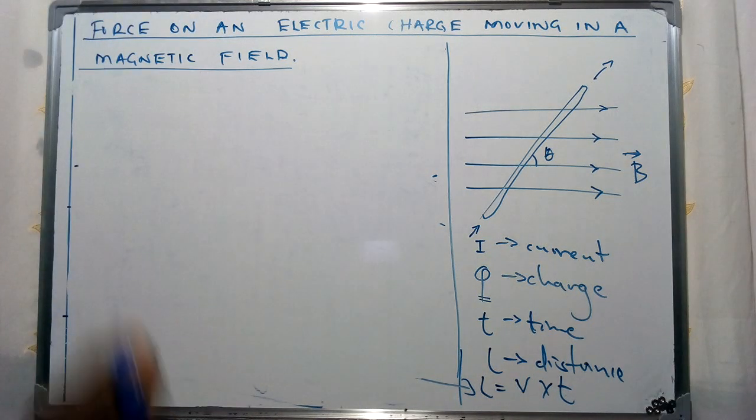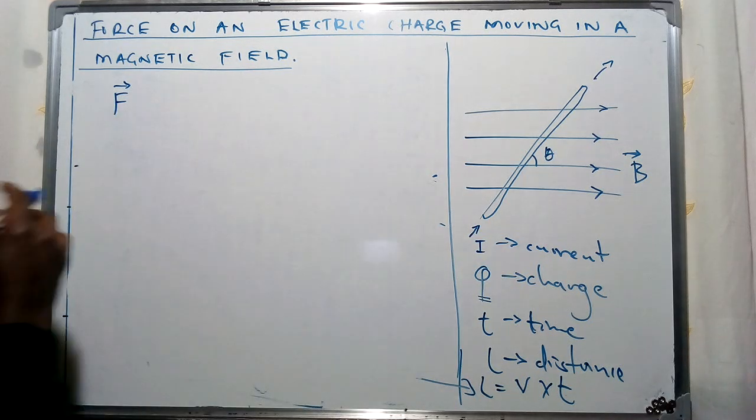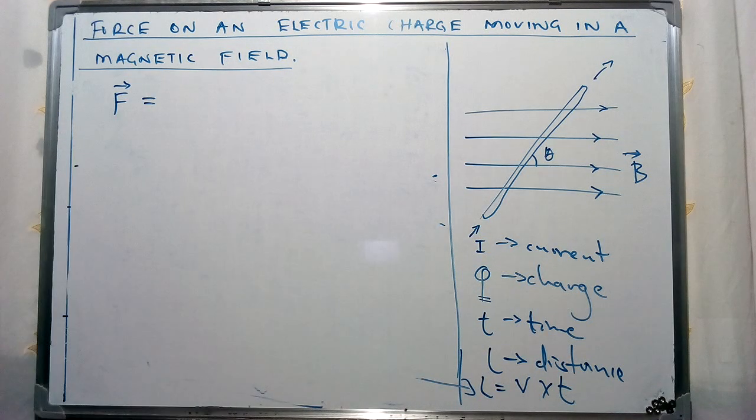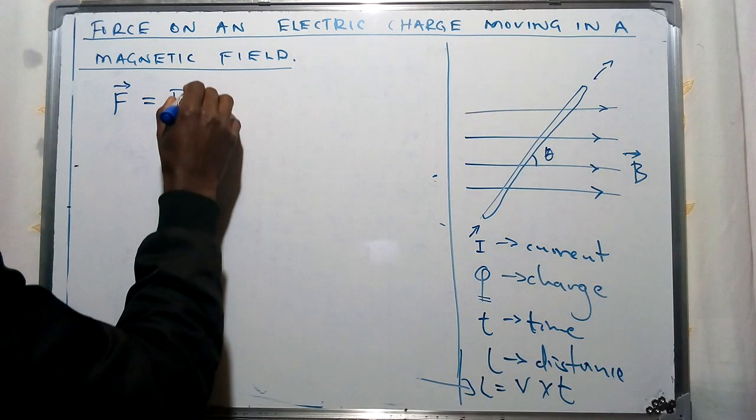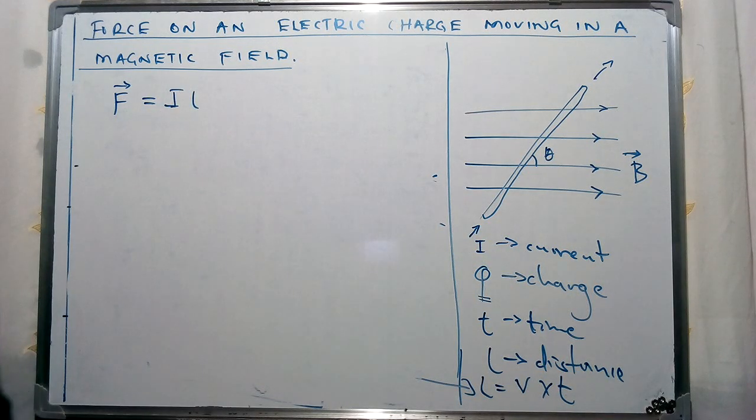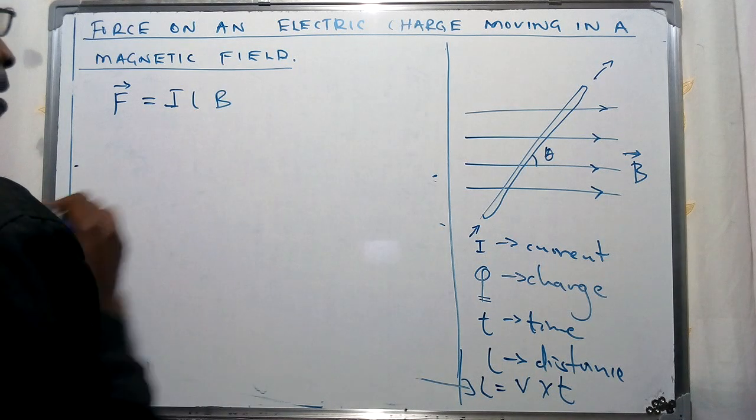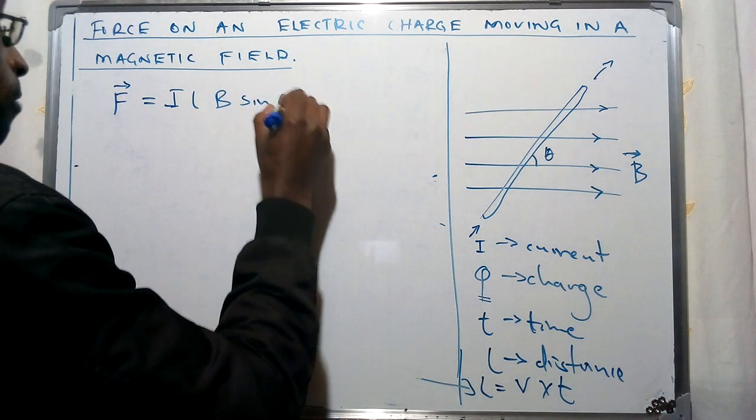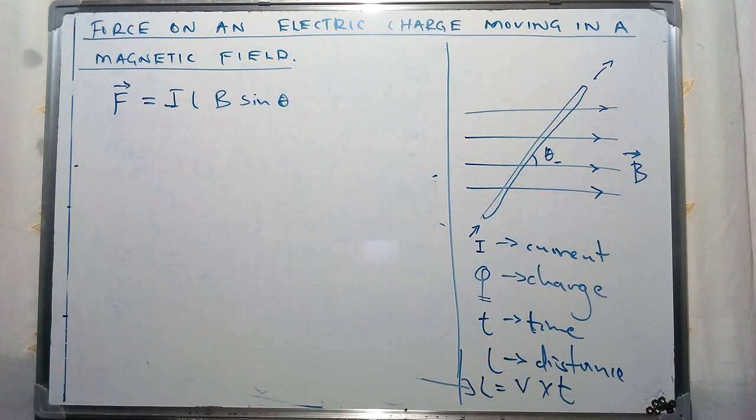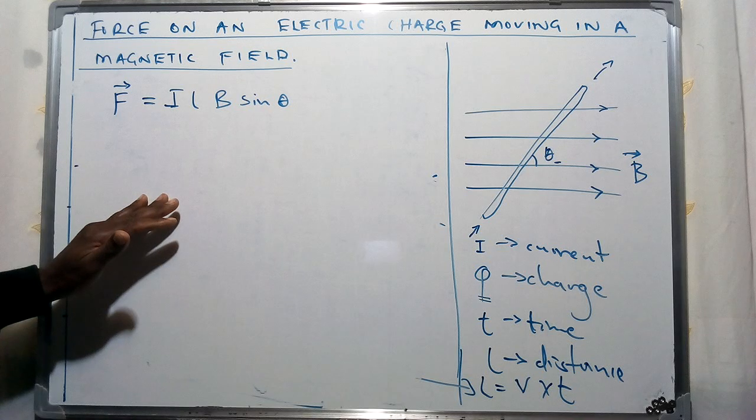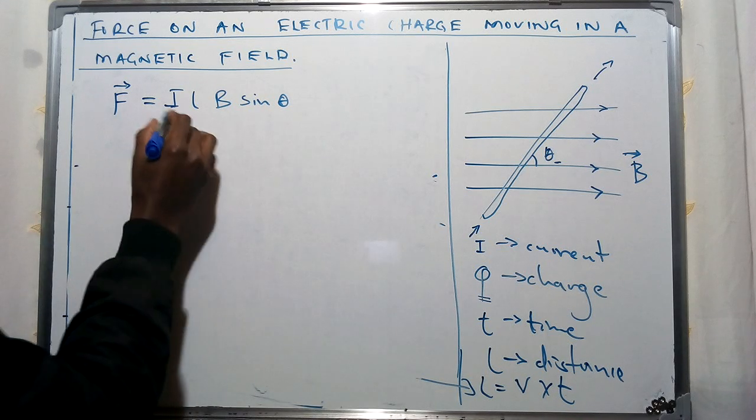Now, we had given that a specific relationship of a force experienced by this current carrying conductor in a magnetic field as a product of the current flowing through that field, the length of this specific conductor, the magnetic field given in that case, and the angle of interaction, which we had given in terms of theta.